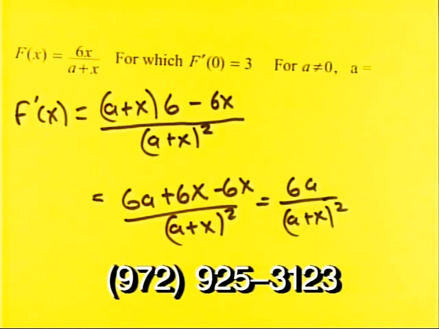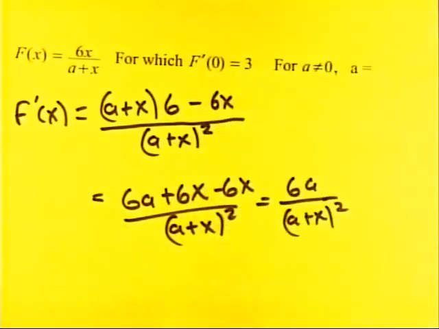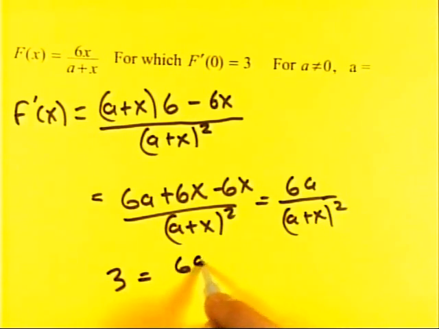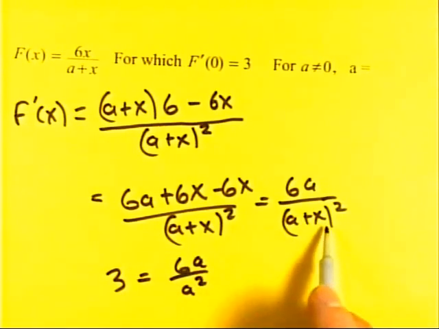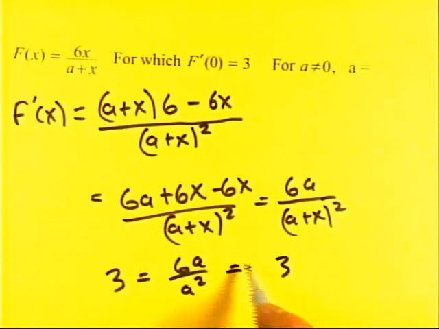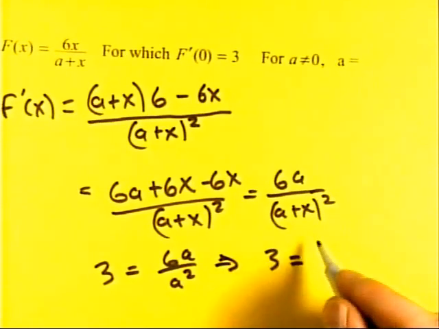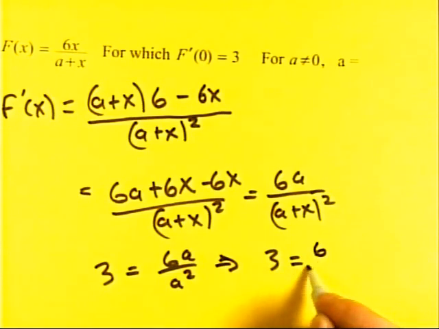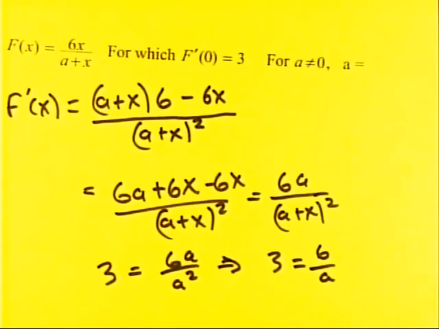So then, if f prime of x is 0... it says f prime of 0 is equal to 3. Wouldn't you plug in your 0 for your x, and that has to equal 3? Very good. So it'd be 6a over a squared, right? Because x is 0. So what does 6a over a squared simplify to? 6 over a. Okay, and then what would the answer be? 3 is equal to 6 divided by what? 2.